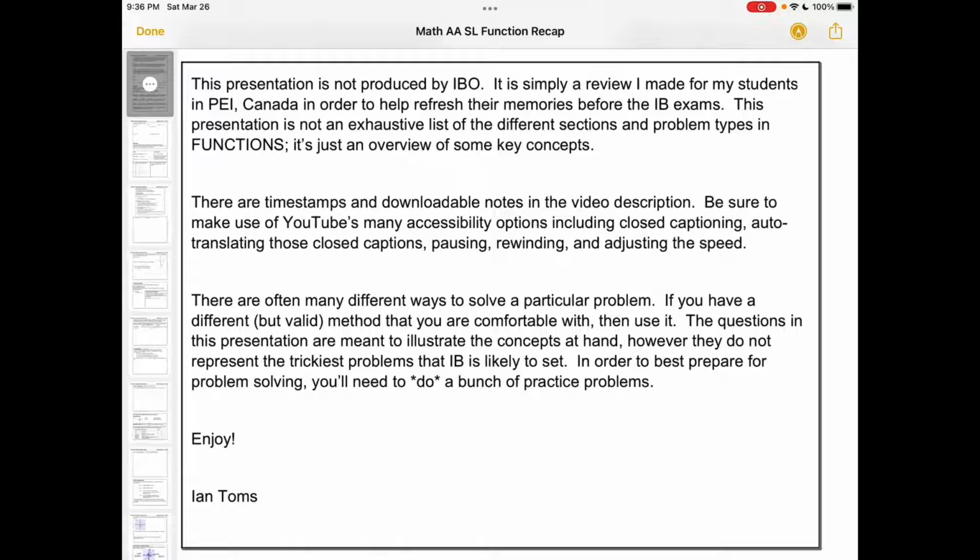I think one great way to get a lot out of this presentation is to pause the video and try the questions, and then check the answers to see if you're on the right track. You can make use of some of YouTube's accessibility options, and please remember that there are often many different ways to solve a particular problem. So if you have a different way, great, keep doing that as long as it's getting you a correct answer. With that out of the way, let's dive in.